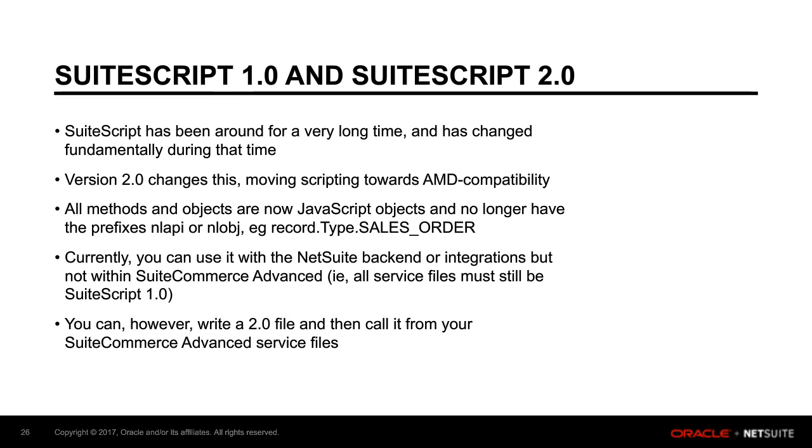SuiteScript 2 embraces a new, AMD-compatible JavaScript approach to things, where you have JavaScript objects and you have methods attached to them so that we no longer use the NL API or the NL OBJ prefix. So what we might have is something like record.type.salesorder. At the moment, you can't use SuiteScript 2 within service files in SuiteCommerce Advanced, but you can write a 2.0 file and then call it from your SuiteCommerce Advanced service file.